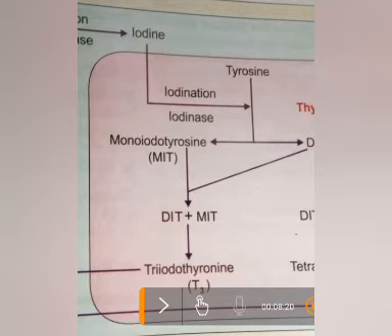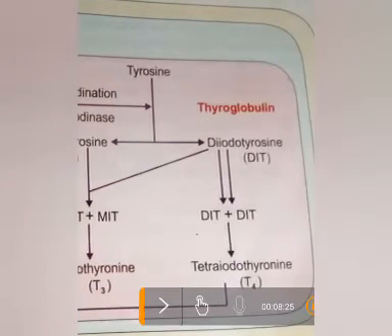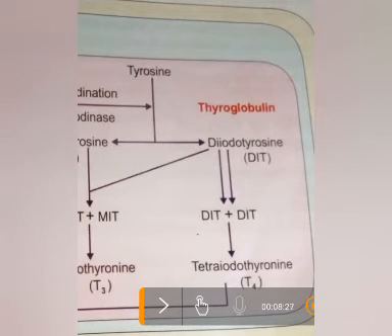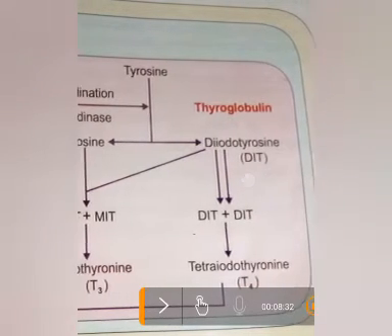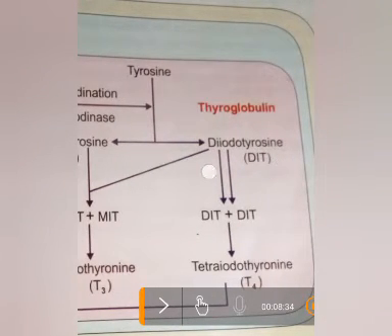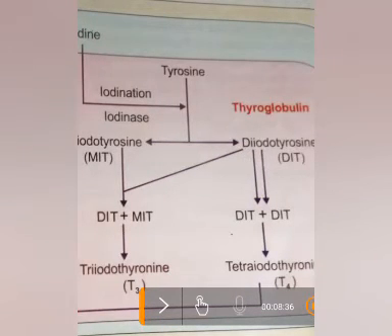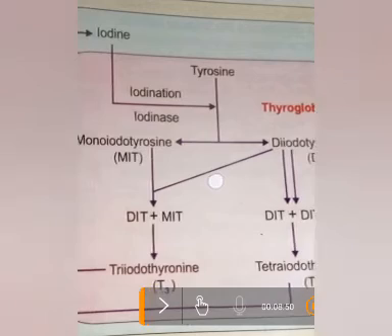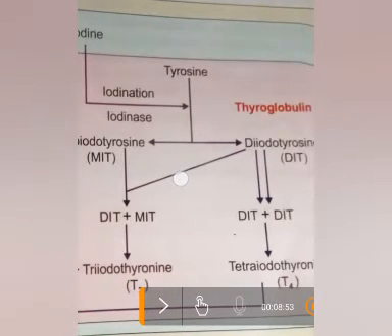The monoiodotyrosine again combines with iodine to form a diiodotyrosine. Then one more iodine is added to that one, forming diiodotyrosine. Here that is the step of the iodination of tyrosine. This step is catalyzed by the peroxidase enzyme, the enzyme that catalyzes the formation of monoiodotyrosine and diiodotyrosine.